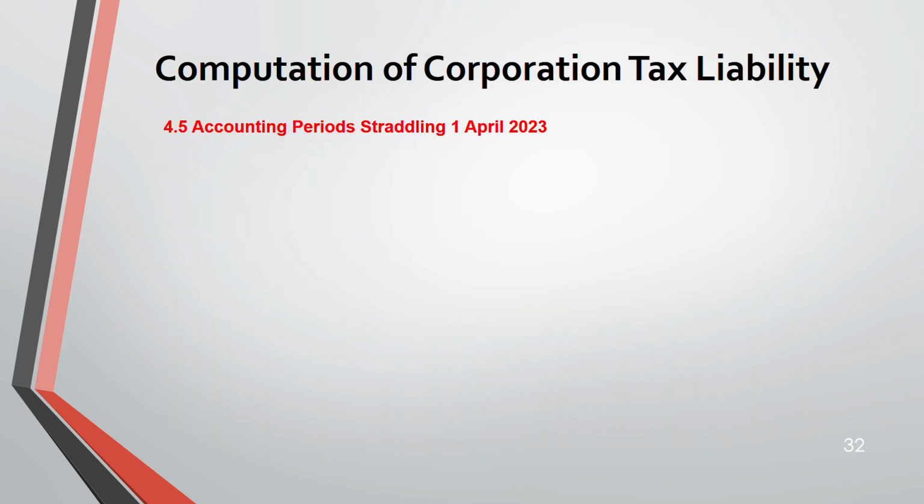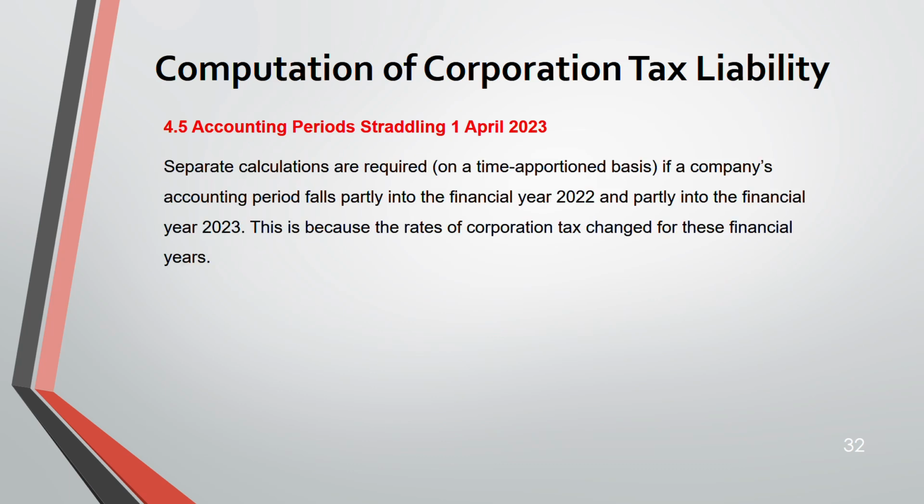Accounting periods straddling 1st April 2023. Separate calculations are required on a time apportioned basis if the company's accounting period falls partly into the financial year 2022 and partly into 2023. You see, it can happen. And very likely you might be given a question like this, where your financial year falls partly here and partly in the next year. If this happens, you have to be careful.